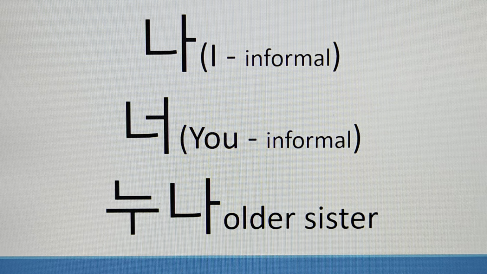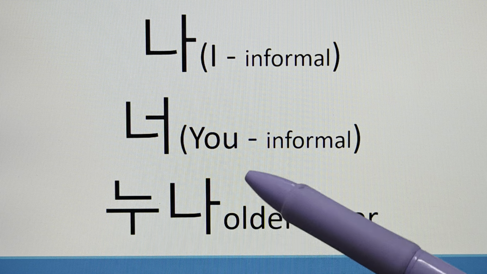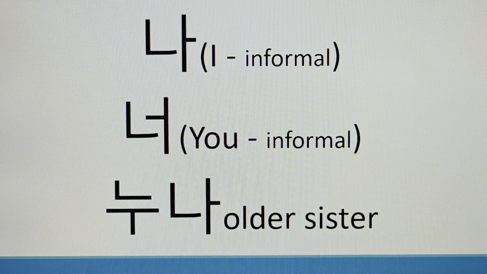So, males call their older brothers hyung, I think you know this word, and their older sisters 누나, like this. And females call their older brothers, I hope you all know that, 오빠, and their older sisters 언니.